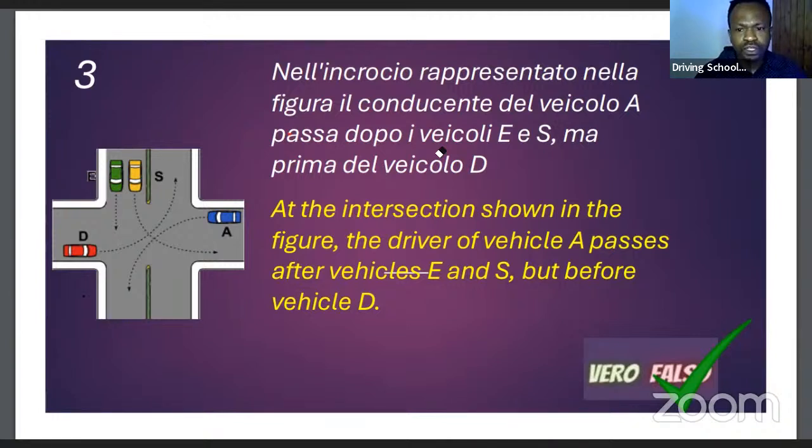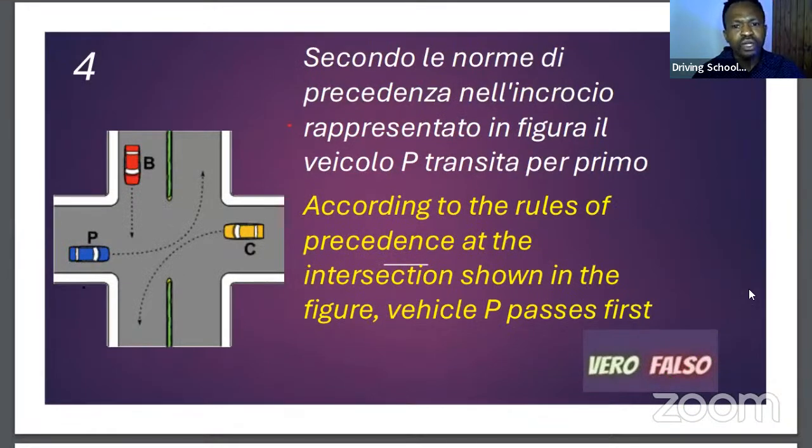Okay, so let us proceed to the next question, which is question number 4. It said, secondo le norme di precedenza nell'incrocio rappresentato in figura, il veicolo P transita per primo. According to the rules of precedence at the intersection shown in the figure, vehicle P passes first. True or false?